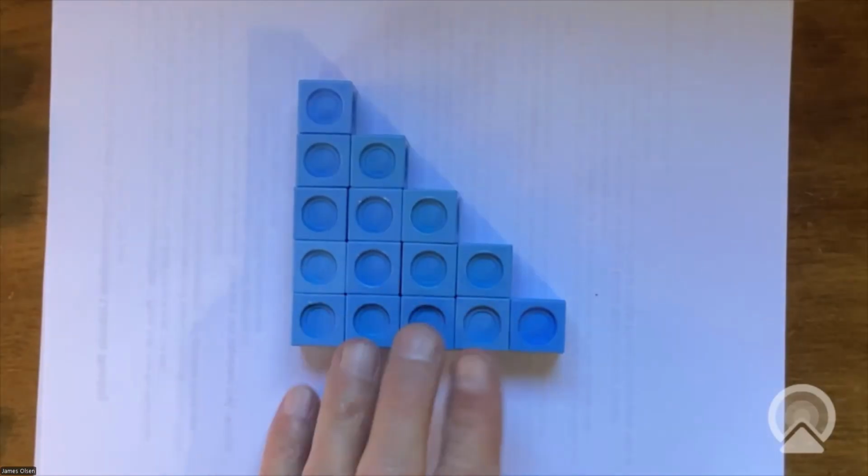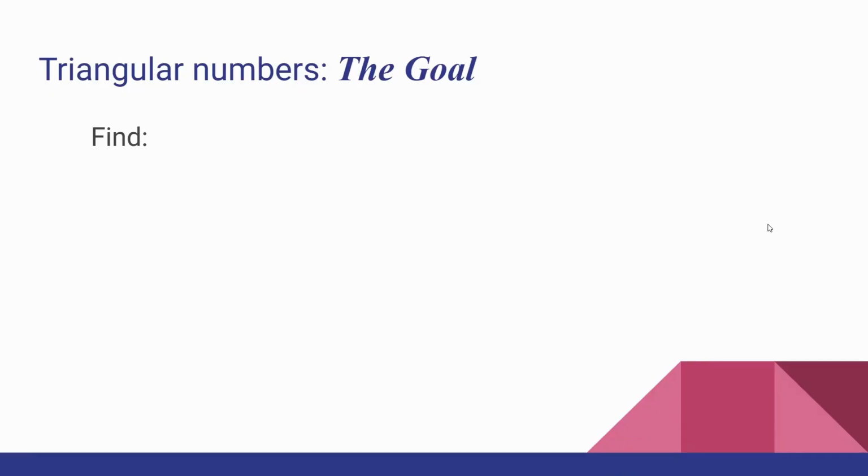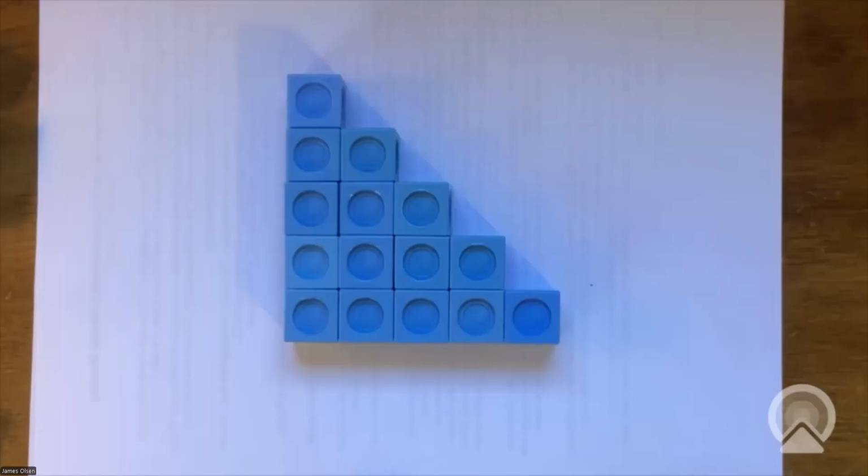Here is the fifth triangular number, and what we would like to do is find a general formula. Our goal then is to be able to find T12 and a general formula for Tn. Let's do it for T5.